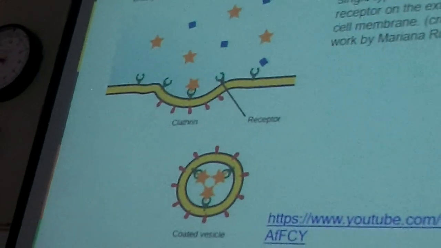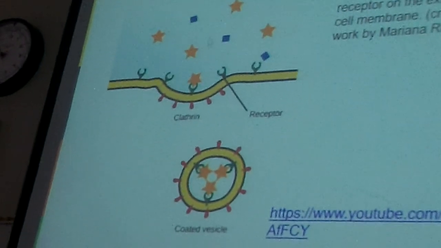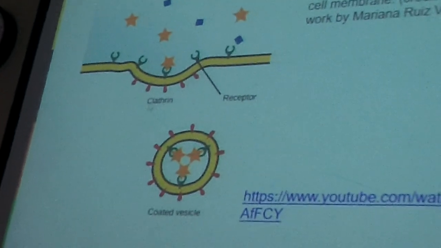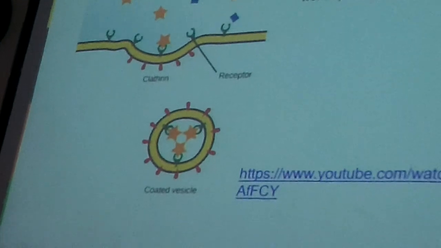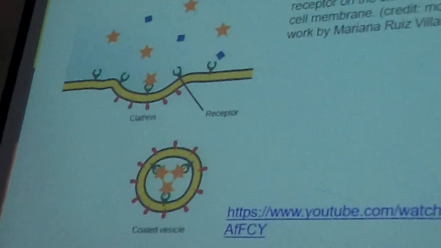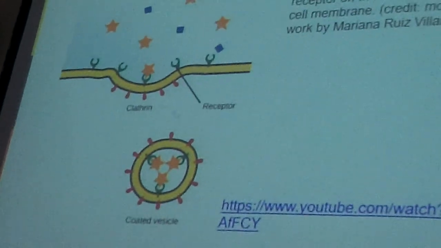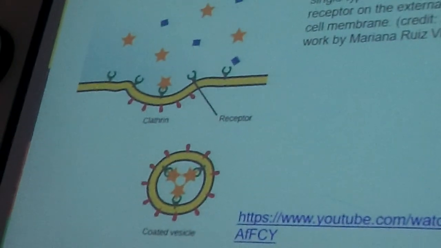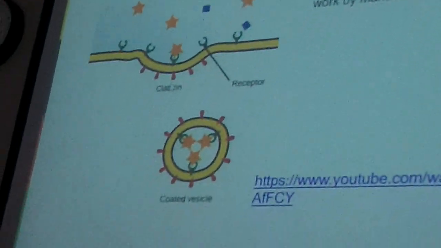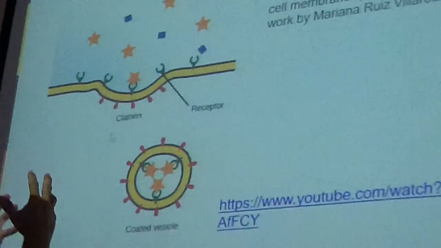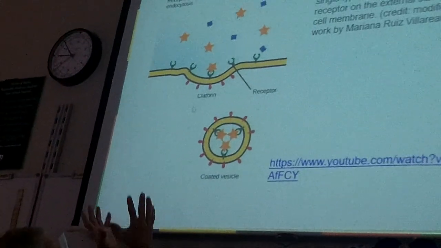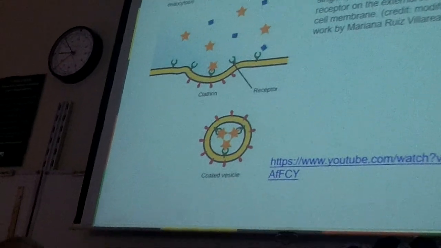it forms what's called a coated pit. So when it sticks on this side, there are proteins called clathrin that come up from the underside and stick on the underside. And so the more of these stars that are received, the more of these clathrin proteins attach. And it's almost like the clathrin proteins are weighting down the area. And it kind of pulls the area down and makes it go into a bubble.